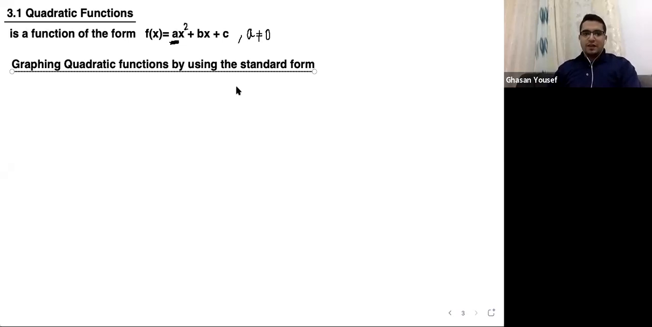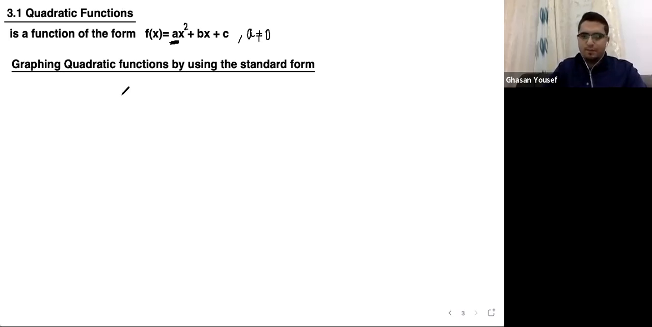So to graph a quadratic function, we have to use the standard form. This is the easiest or the best way to graph any quadratic function. We know the graph of any quadratic function is a parabola, but we should know what the vertex of this parabola is. We should know the x and y intercepts, and the minimum value. Also important, we should know whether the parabola opens upward or downward.